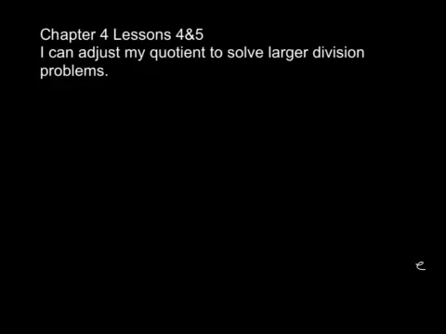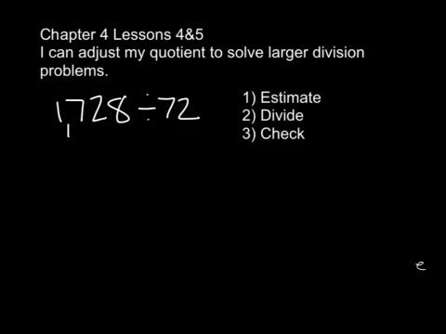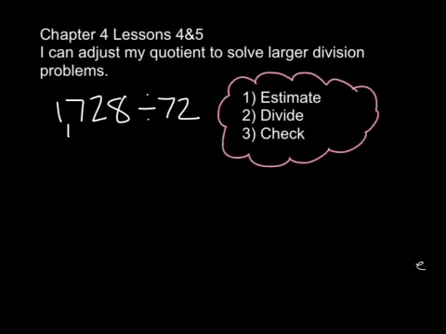This is Mrs. Haverstock, and we are reviewing Chapter 4, Lessons 4 and 5 that we worked on in class today. Today, I just want to remind you of our step processes that we use in order to help us adjust our quotients and thinking to solve larger division problems. So, for instance, in class today, when we had a problem that had double-digit divisors and a very large dividend, our first thing that we did is we went and estimated. Right? We estimated, then divided, and then checked our answer. So let's try that process right now.